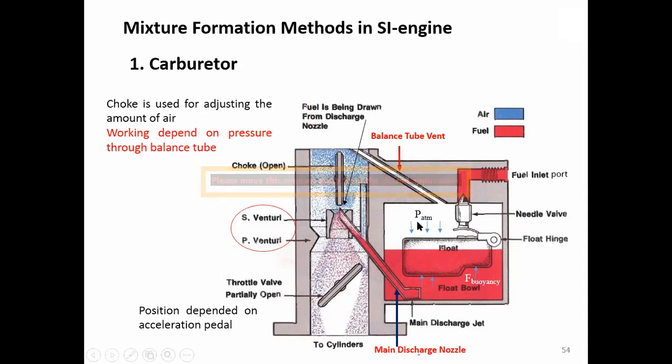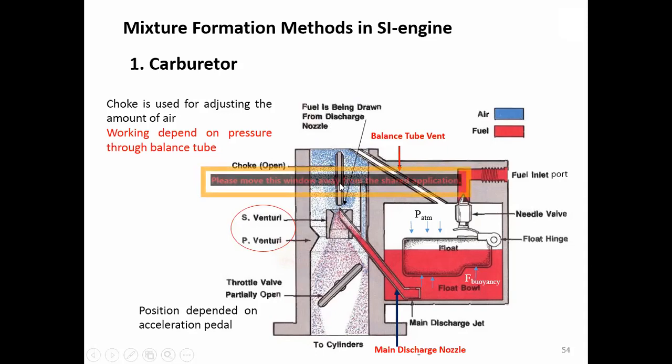equal to the atmospheric pressure, because we have a balance tube vent here that connects the space inside the chamber to the space outside, which is in the tube. Here, this will connect with the tube. Inside the tube, we have first a choke here. At this position, the choke is considered to be fully open.